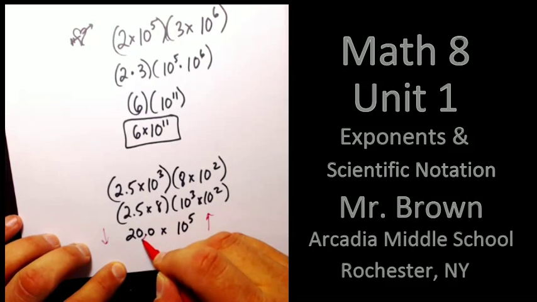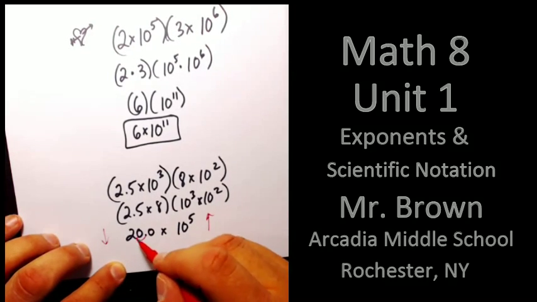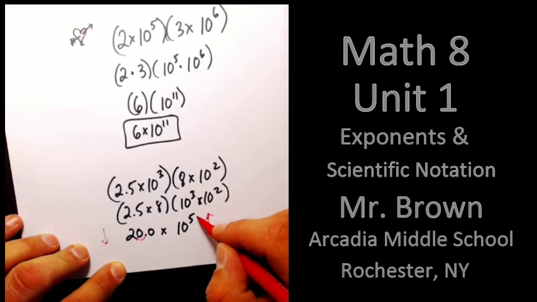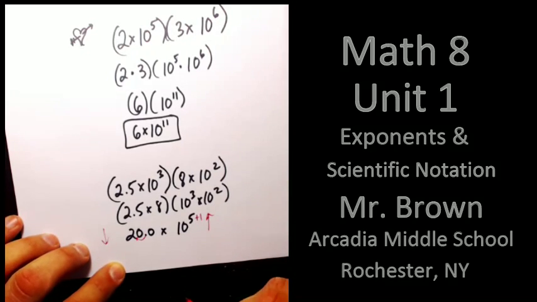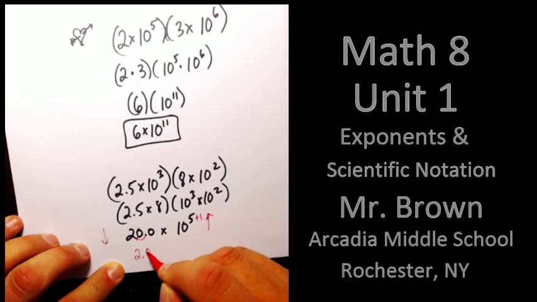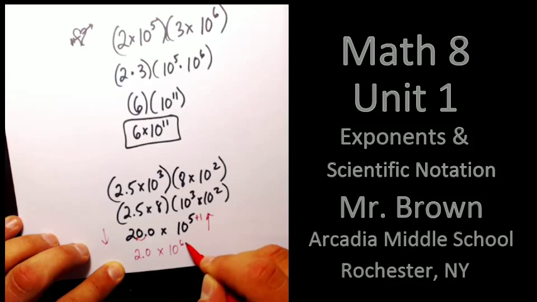This has to move back 1 decimal place. This becomes lower by 1 place. This goes up by 1 exponent. So this becomes 2.0 times 10 to the 6th power.